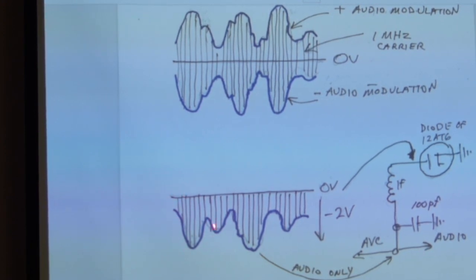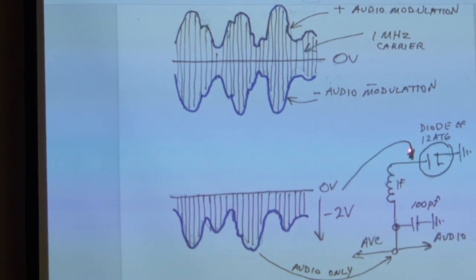So you only want one part, and you choose to strip off the top part. How do you do it? Well, if you go into the diode part of the 12AT6, what happens is that this conducts, this turns positive only on this portion of the modulated carrier, and it essentially shunts it to ground. So you're left with only the negative going portion here, and so you have a negative reference.